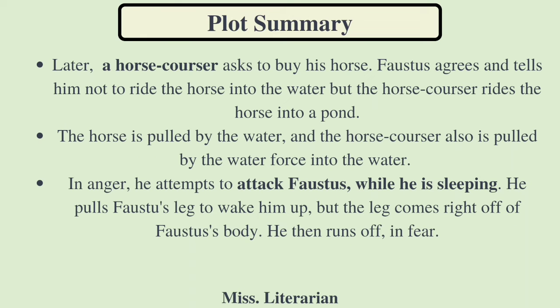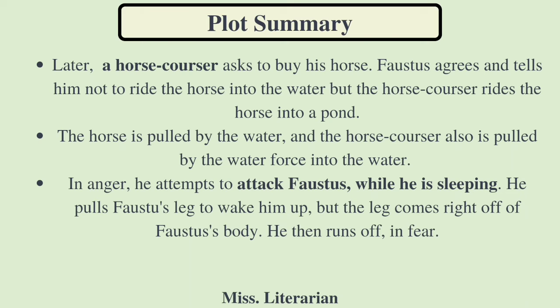After this, a horse courser, meaning a horse trader, asks Faustus to buy him a horse. Faustus agrees and tells him not to ride the horse into water. But the horse trader thinks that Faustus is a liar and is trying to trick him. Then he rides the horse into a pond. In the middle of the pond, the horse vanishes and he plunges into the water.